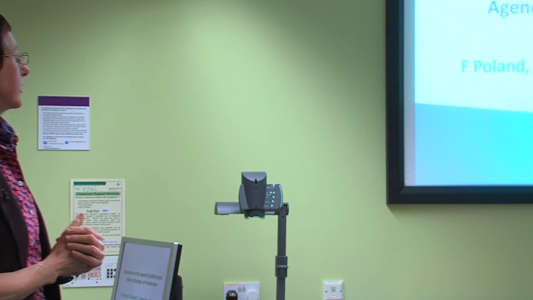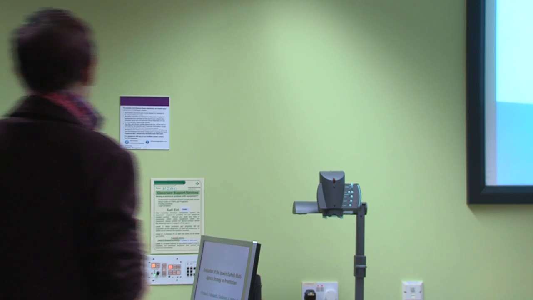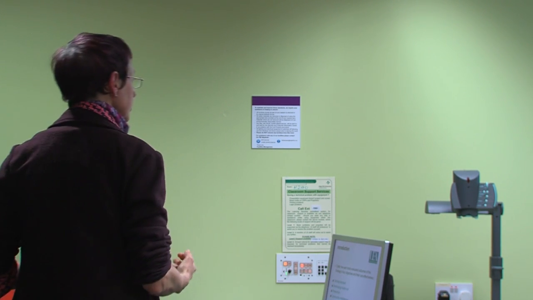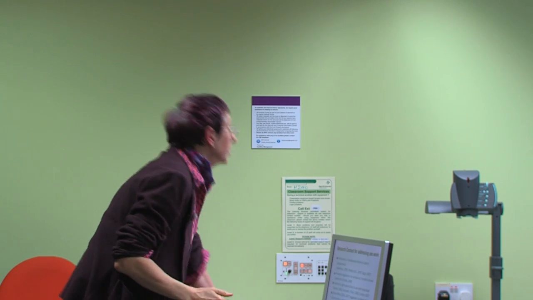Now this is a very different one. And this is when we were commissioned to evaluate the prostitution strategy that was put in place as a multi-agency strategy following the murders of five prostitutes in Ipswich in 2006. And we did it over 5 years. It was a two-part study, each one being longitudinal, and evaluating outcomes of the strategy's four objectives and their cost effectiveness. So that was tackling the demand for prostitution, developing routes out of it, looking at the initiatives that were being taken across a whole range of agencies, undertaking prevention activities and developing community intelligence. And the design was basically nested longitudinal case study designs in which a range of other kinds of data were embedded.